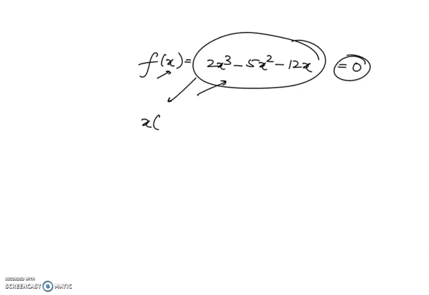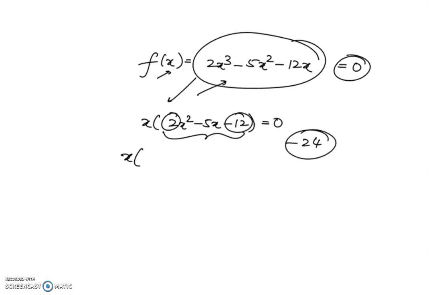Instead, if you factor out x, you'll immediately notice that this is a quadratic, and we can then factor this quadratic. And I do it a little bit differently. So 2 times minus 12 is minus 24. I need two numbers that multiply to give me minus 24 and add up to minus 5. Those are 8 and, actually no, minus 8 and 3.